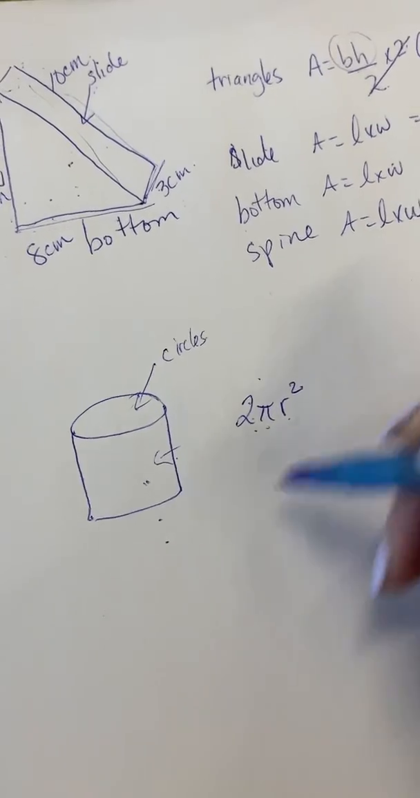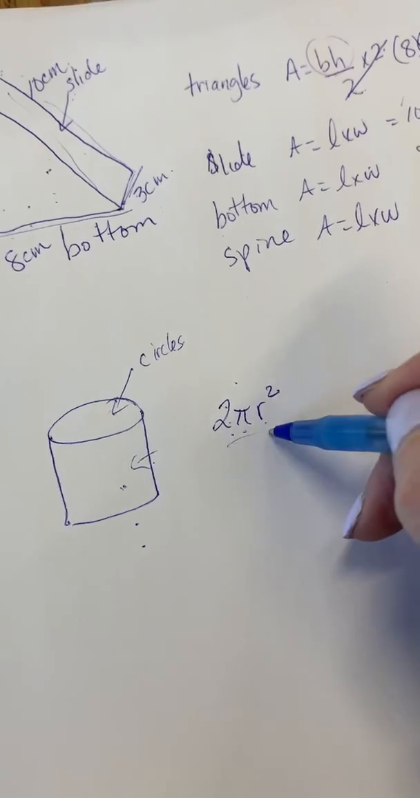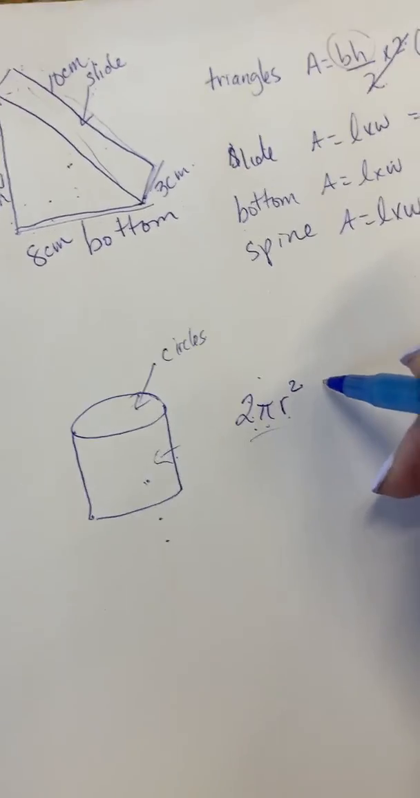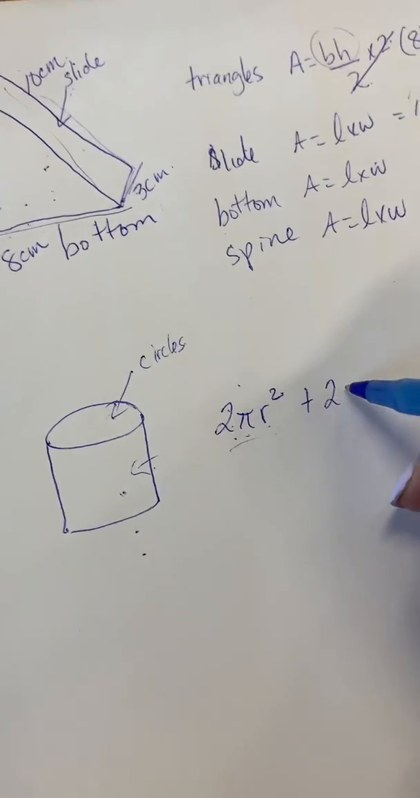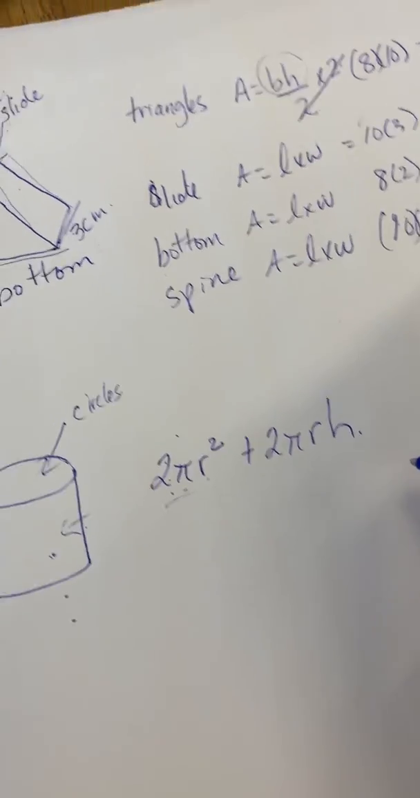And eventually, like when we start to take off overlap and things like that, you might have to manipulate this or eliminate it sometimes if we were just wrapping this thing like a label. But we'll get to that after. 2 pi r h, and that's the curved side of this thing.